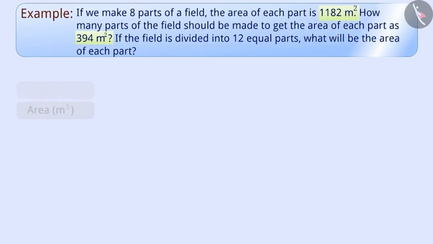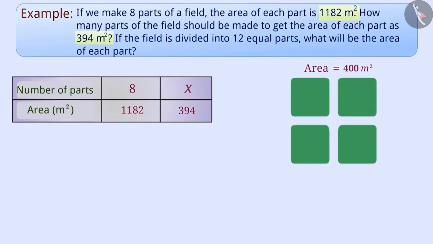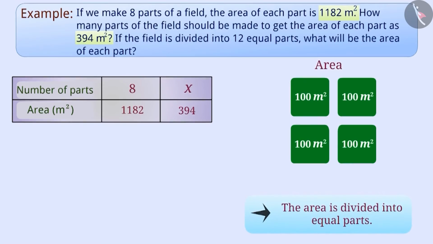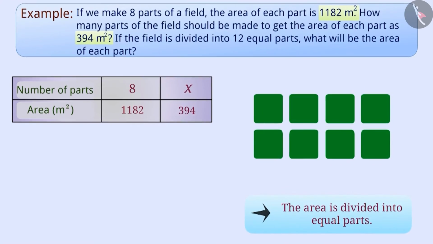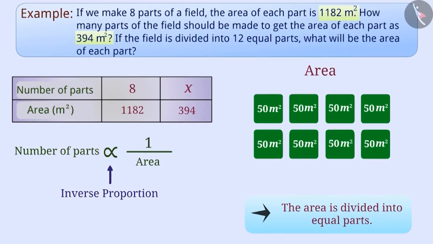We can show the given information in a table like this, where x represents the number of parts of area 394 square meter. If a shape is divided into equal parts, then the area of the shape is divided equally into many parts. The more parts there are, the less will be the area of each part. In this way, we can say that the number of parts and the area of the parts are inversely proportional to each other.